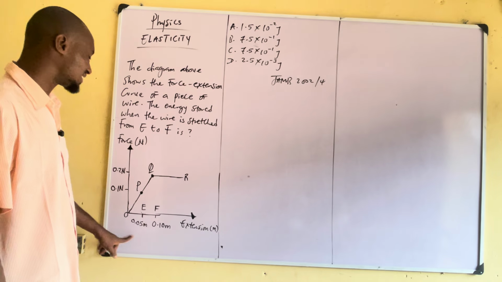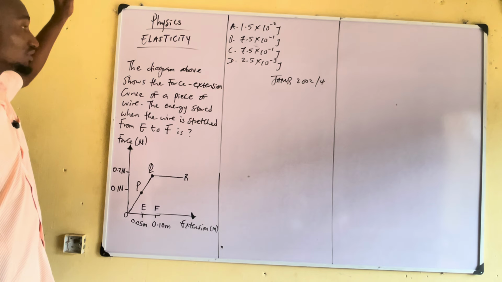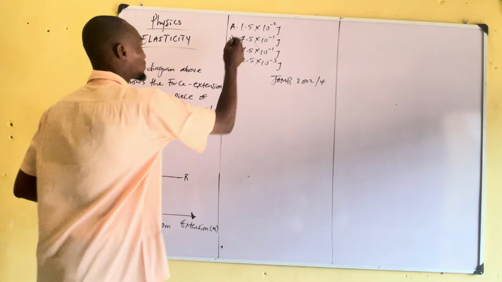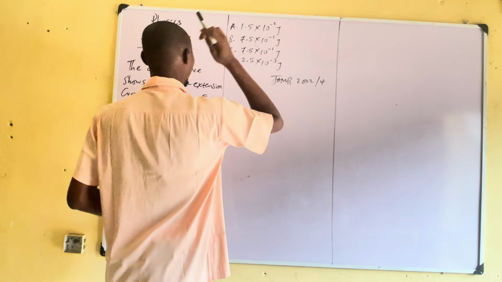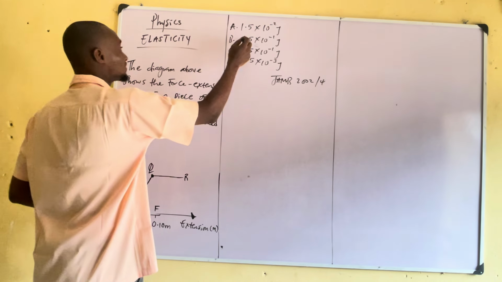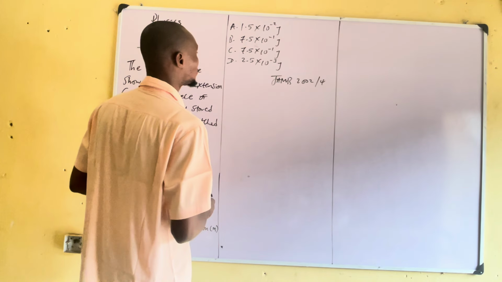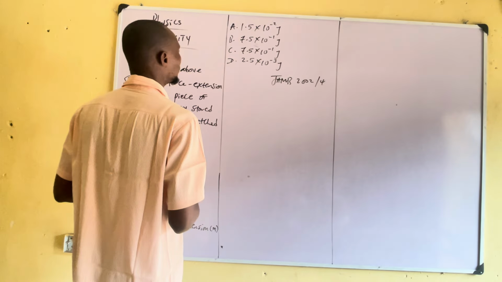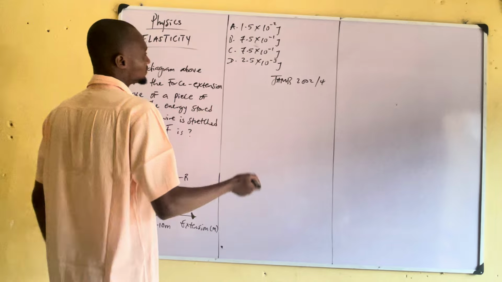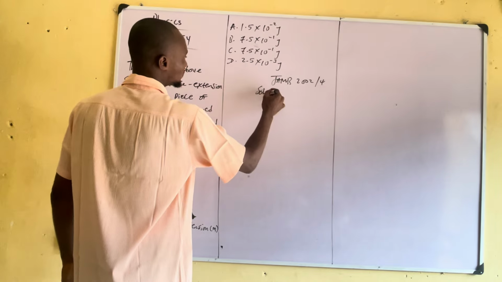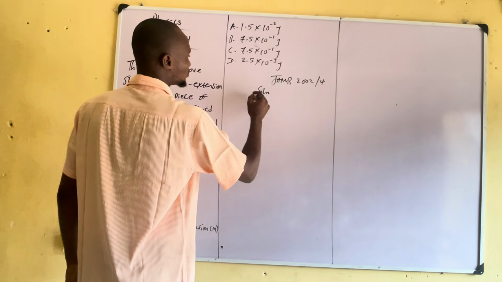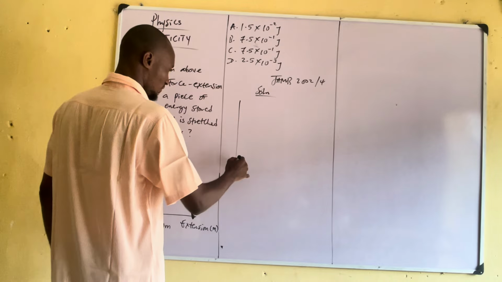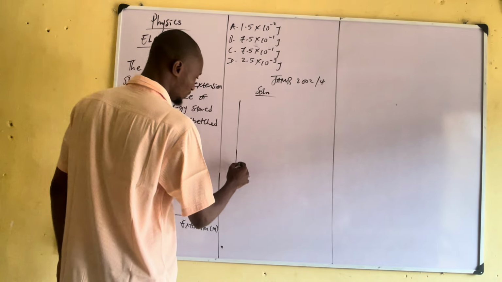This side is the side of extension, while this side is the side of force. And we have option A, 1.5 times 10 raised to the power minus 2 joule. Option B, 7.5 times 10 raised to the power minus 1 joule. Option C, 7.5 times 10 raised to the power minus 1 joule. Option D, 2.5 times 10 raised to the power minus 3 joules.